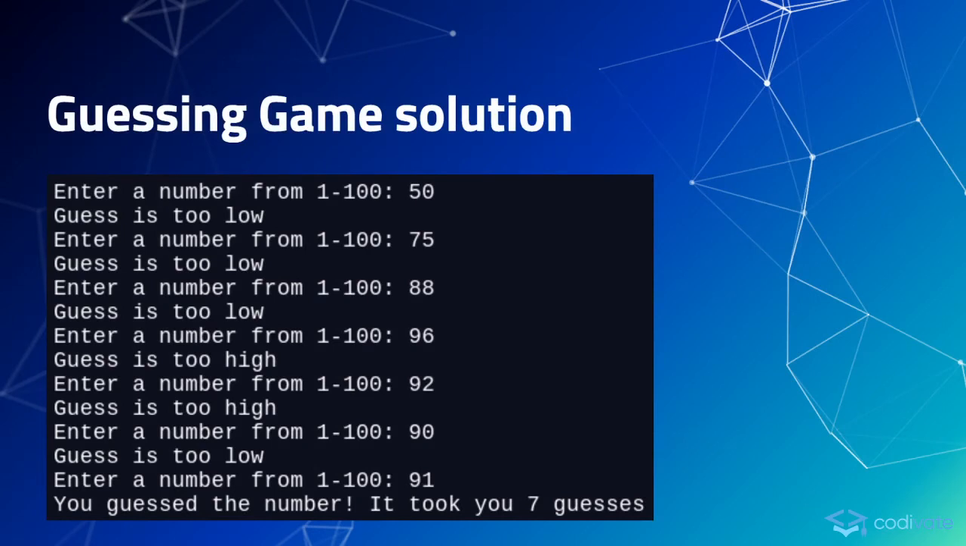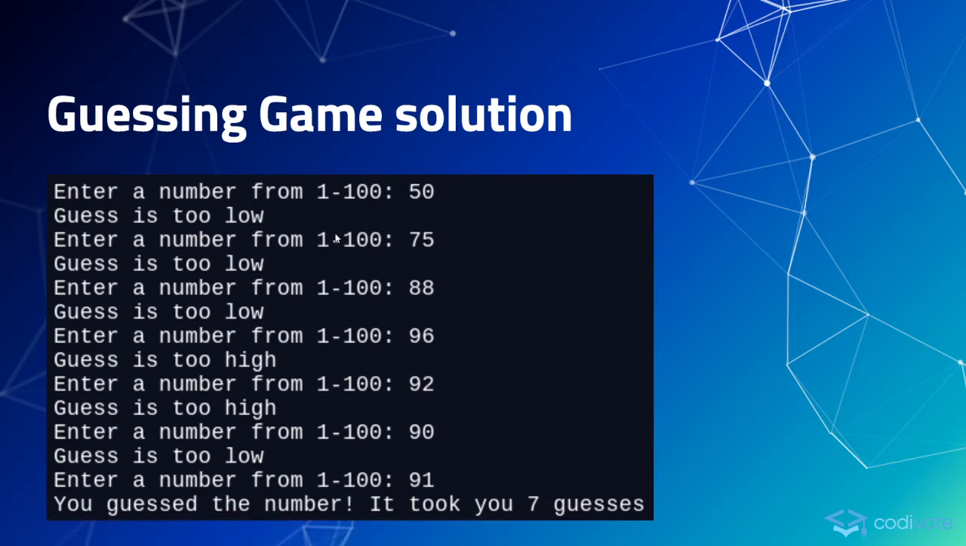Let's take a look at an example when we run this code. First, let's take a look at the actual number, which is 91. We will make sure that the computer correctly responds to our guesses. If we guess 50, our output is too low. That is correct. 50 is less than 91.